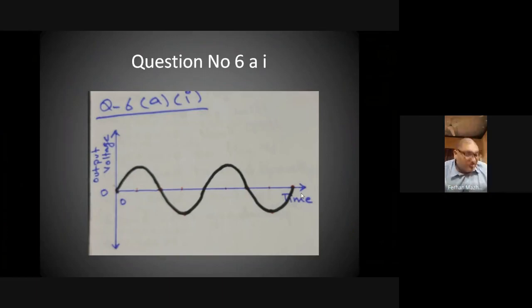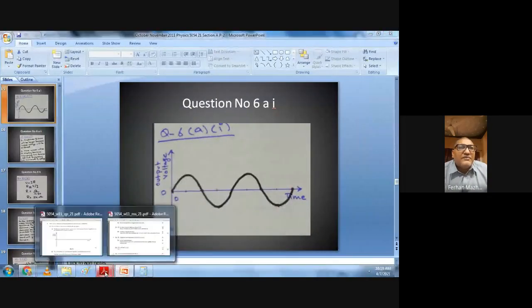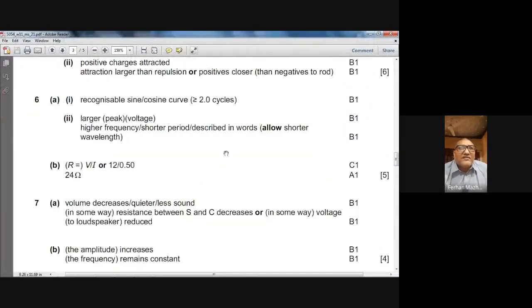This is how the alternating current will be shown on a voltage time graph. I hope you have understood this. Let me check what the marking scheme says for question number 6. Recognizable sine cosine curve. This up and down wave, like ripples in water, is called a sine wave.